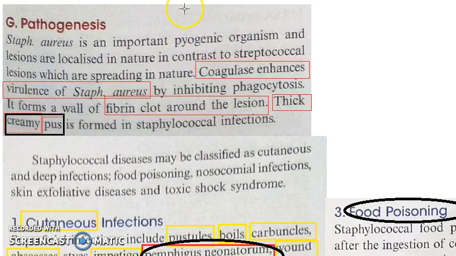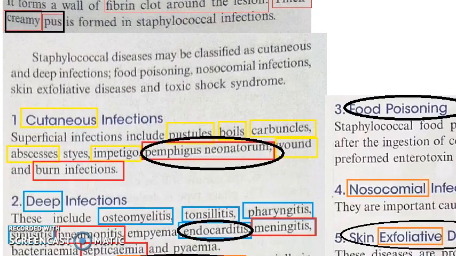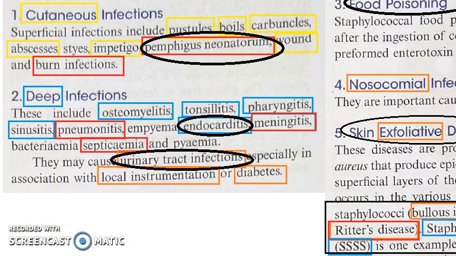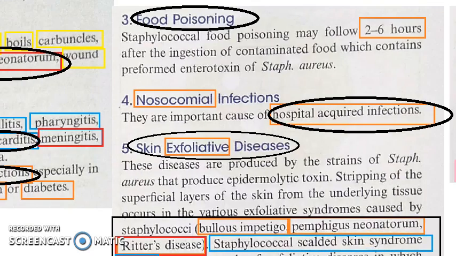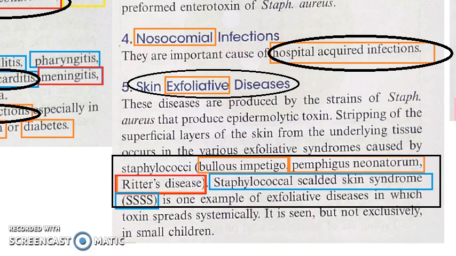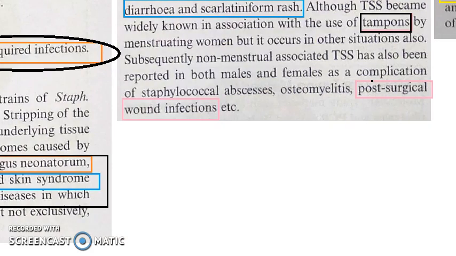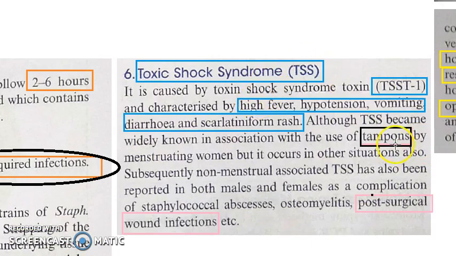So, what and all did we learn? Cutaneous infections, deep infections like endocarditis, urinary tract infection, food poisoning, 2 to 6 hours, nosocomial infections, that is hospital acquired infections, skin exfoliative diseases, that is we saw bullous impetigo, pemphigus neonatorum, staphylococcal scalded skin syndrome and Ritters disease. Then you have the toxic shock syndrome with the use of tampons, etc.